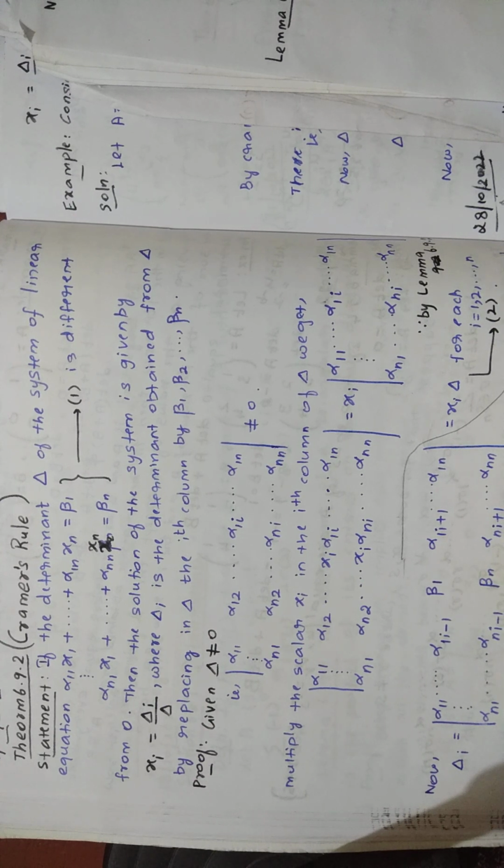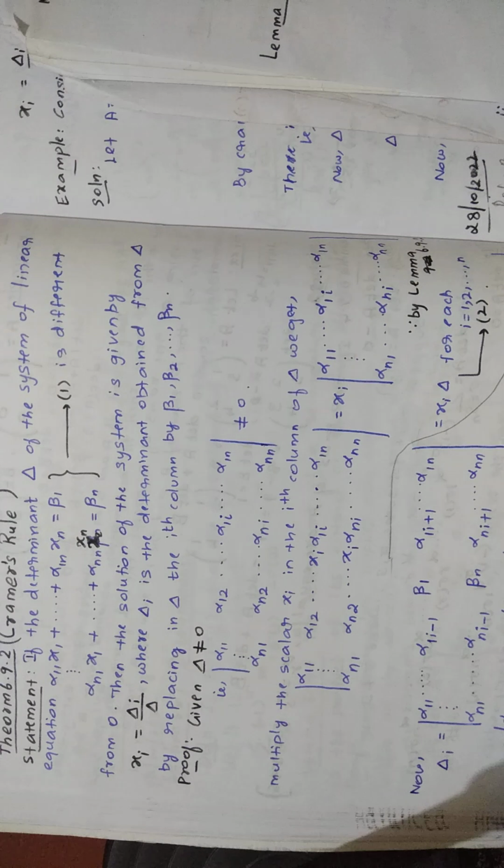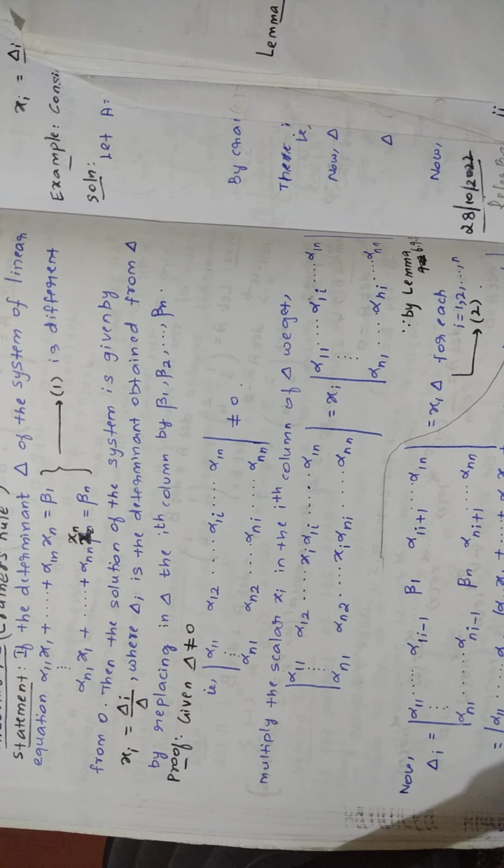I will be explaining Cramer's rule in this video. So here it is, theorem number 6.9.2. This is a very easy theorem in this advanced algebra paper. Here you can see the statement.